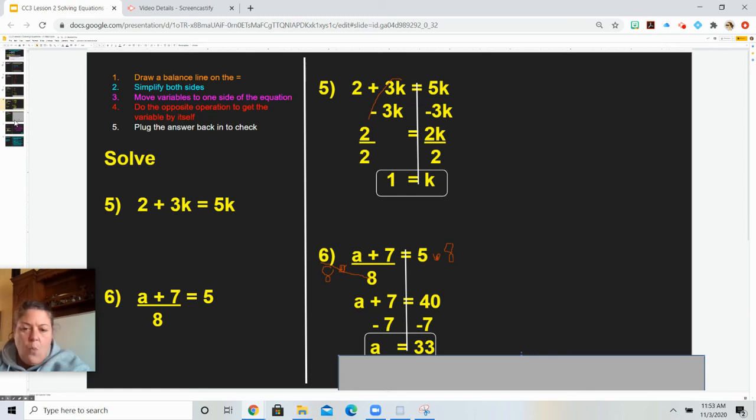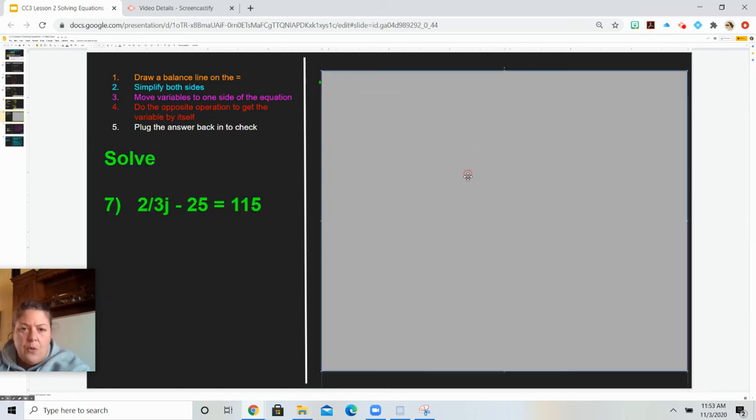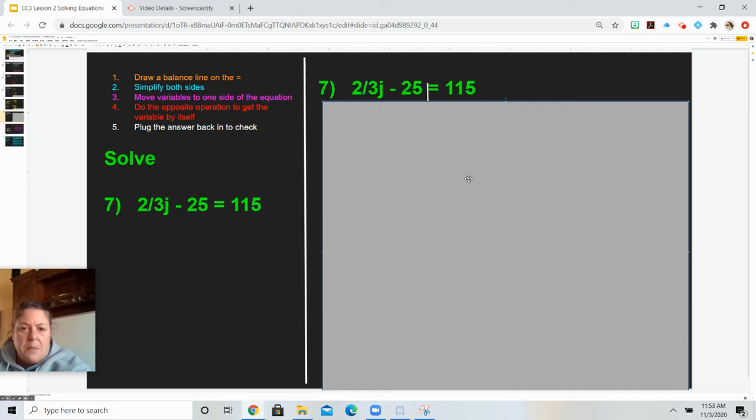All right, folks, I've got one last example for you. This one is very similar to number 6. The only difference here with number 6 is that the fraction or the division is a part of this coefficient or this number next to j. So I'm wondering, what do you think you're going to do first in this one? Because it's not exactly the same as what we did in number 6. What do you think?